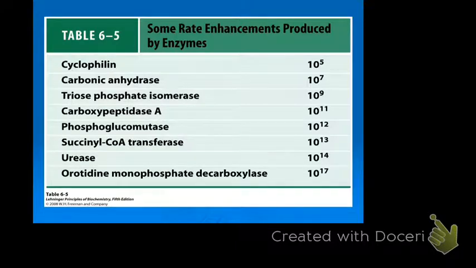And then urease, and then orotidine monophosphate decarboxylase. So, what do you suppose that one does, if it's a decarboxylase? It gets rid of a carboxyl group. It gives off CO2. Okay. Yep. And then it's 10 to the power 17.